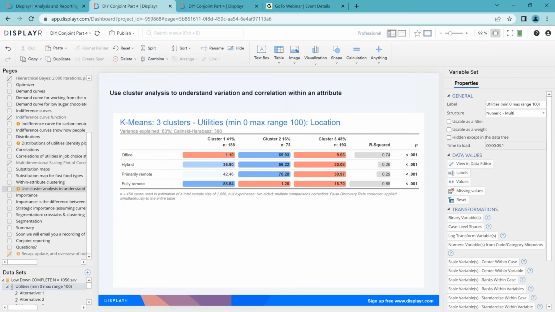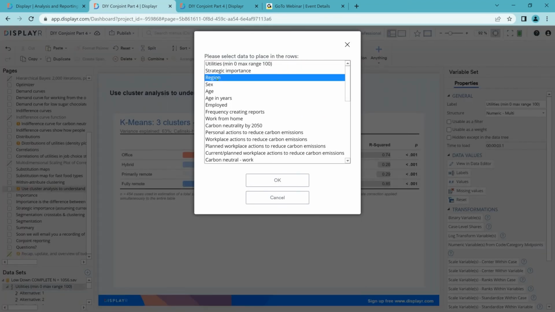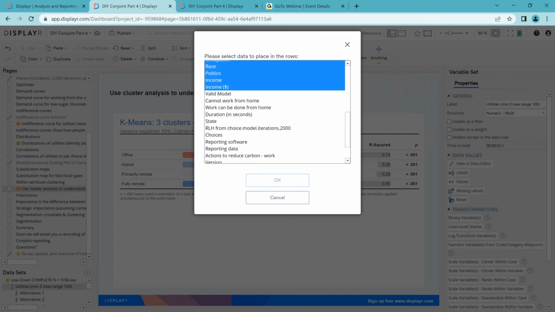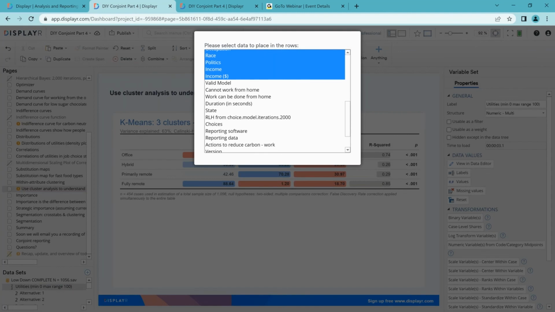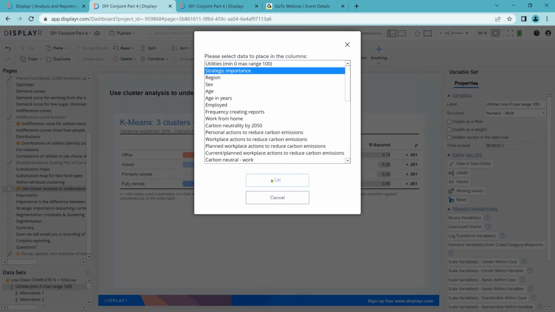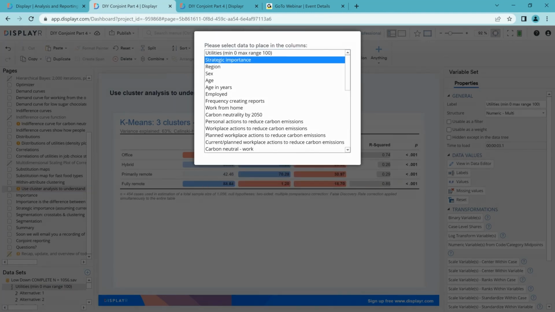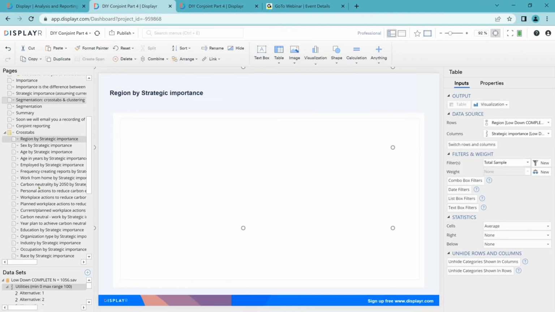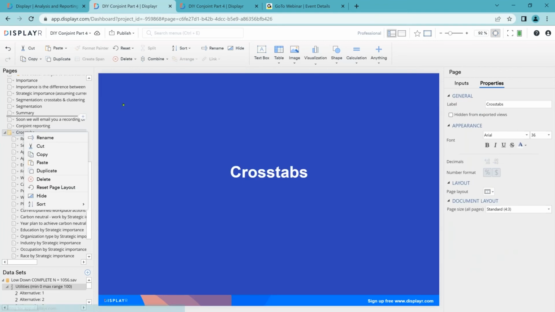So I'm going to cross tab in my rows. I'm going to have all of my demographic type variables. In my columns, I'm going to do the importance. As I said, I could do the utilities as well. So I get a whole lot of cross tabs. I'm going to sort these by significance.